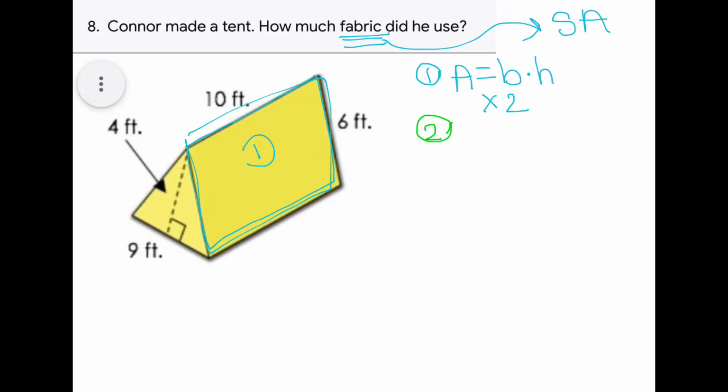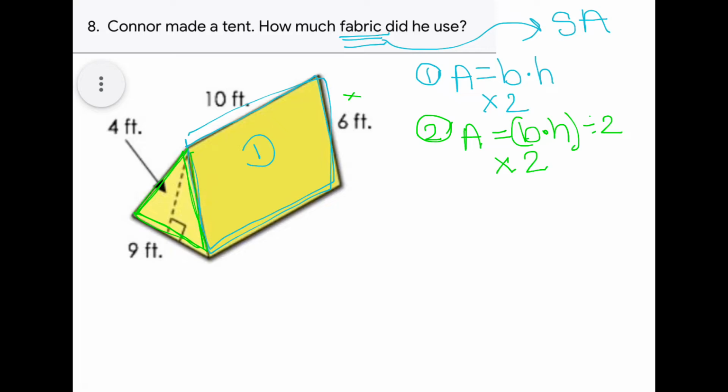The second thing we are going to do is we are going to find the area of this triangle. We know that the area of the triangle equals base times height, then we need to divide by 2. Now, there's also a back. So, after we find the area of our triangle, we need to multiply that by 2.